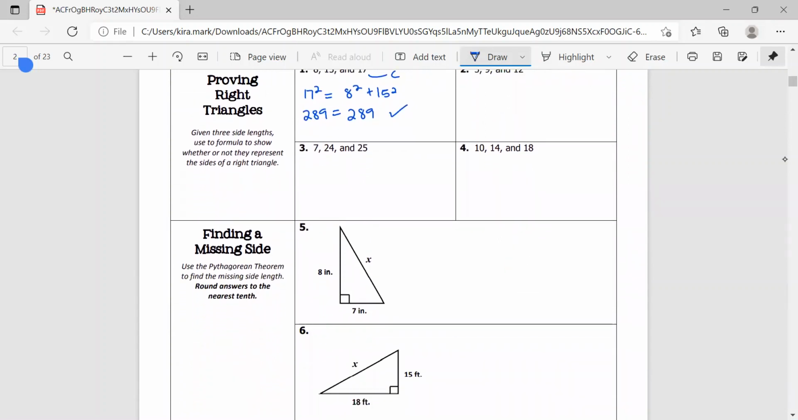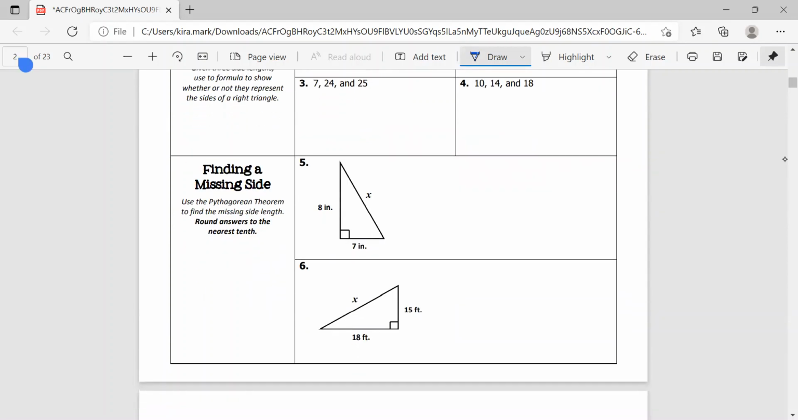You also want to make sure that the two smaller sides add to be greater than the third side. And that's something that we talked about a while ago. Finding the missing side. Nothing new here, Pythagorean theorem.